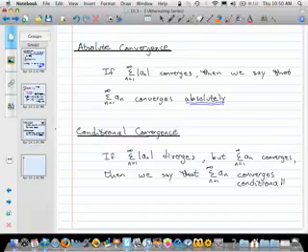So there are two types of convergence: absolute convergence and conditional convergence. Absolute convergence is when a series converges and its absolute value terms also converge. Conditional convergence is when the series converges, and that would be an alternating series, but its positive counterpart diverges, then the series only converges conditionally.